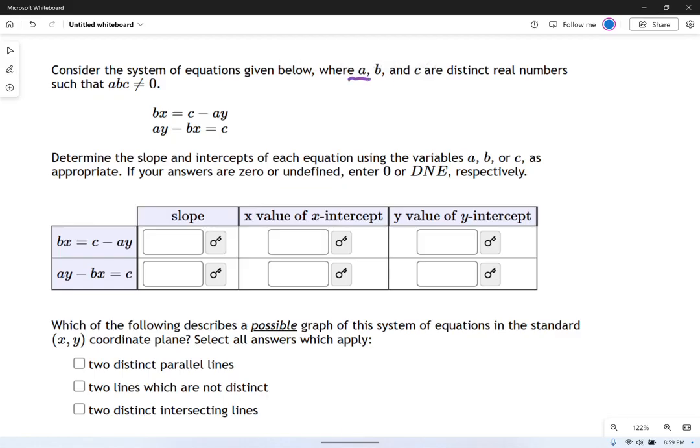My version says A, B, and C are distinct real numbers. That means they're different from each other. They don't equal each other. And A times B times C is not equal to 0. Now, if their product is not equal to 0, here's what my clue is basically saying. My clue is saying that means A is not equal to 0, B is not equal to 0, and C is not equal to 0. If any of them were equal to 0, then their product would be 0. Okay, so that's clue number 1.